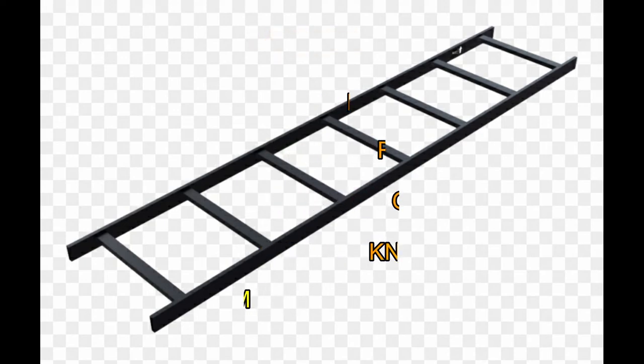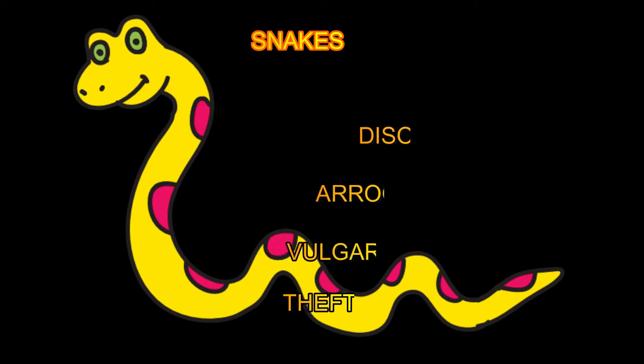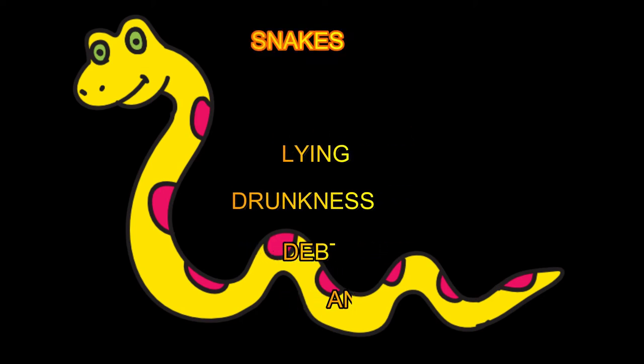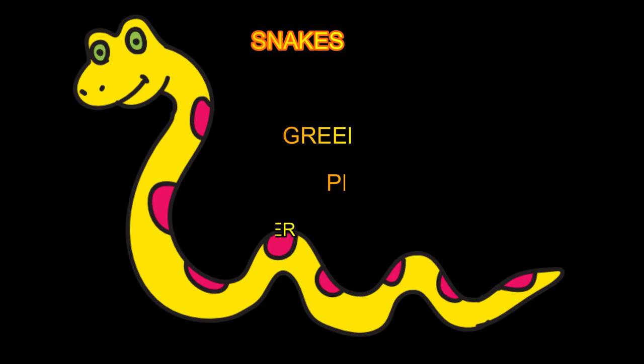The 41st square was for disobedience, the 44th square was for arrogance, the 49th square for vulgarity, and the 52nd square for theft, the 58th square for lying, the 62nd square for drunkenness, the 69th square for debt, the 84th square for anger, the 92nd square for greed, the 95th square for pride, the 73rd square for murder, and the 99th square for lust. These were the squares where the snake waited with its mouth open.